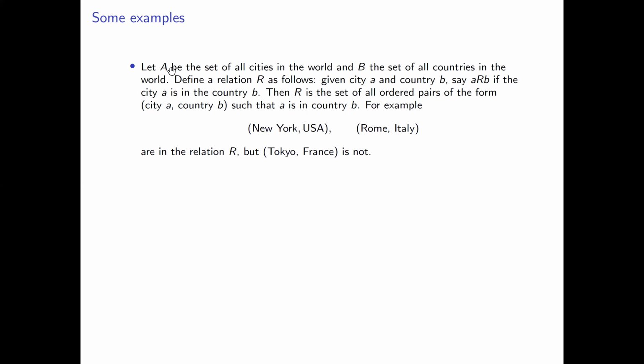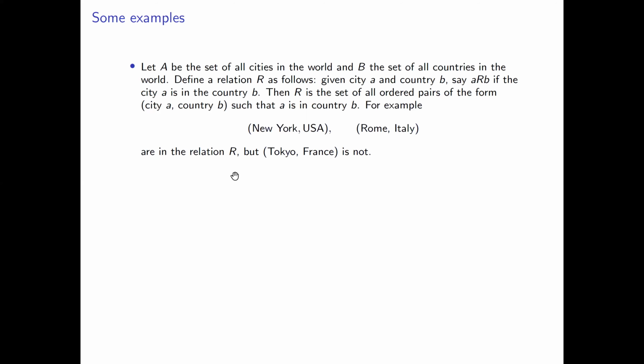an element of the Cartesian product of A and B, right? Because the first entry is a city, and the second entry is a country, but Tokyo is not in France, right? So by definition, this ordered pair is not in the relation. So these first two ordered pairs are in the relation, and the second one is not. And maybe less formally, given this relation R, New York is related to USA, Rome is related to Italy, but Tokyo is not related to France.